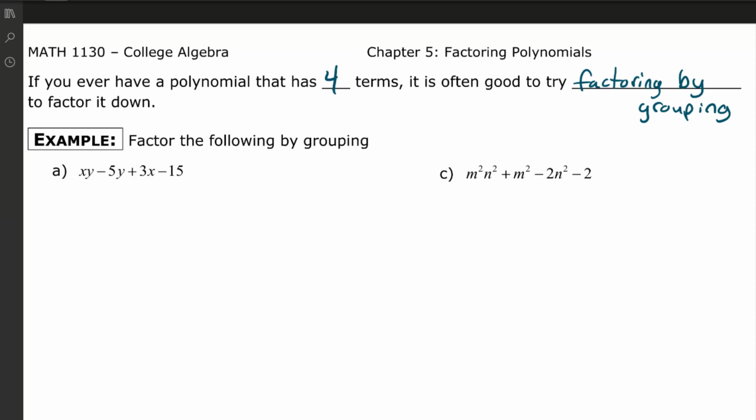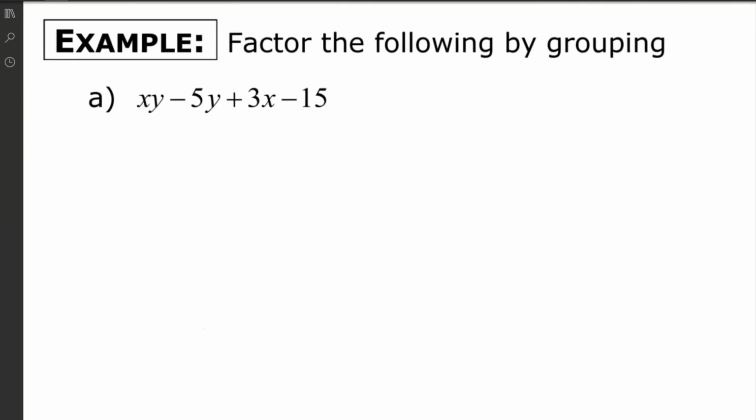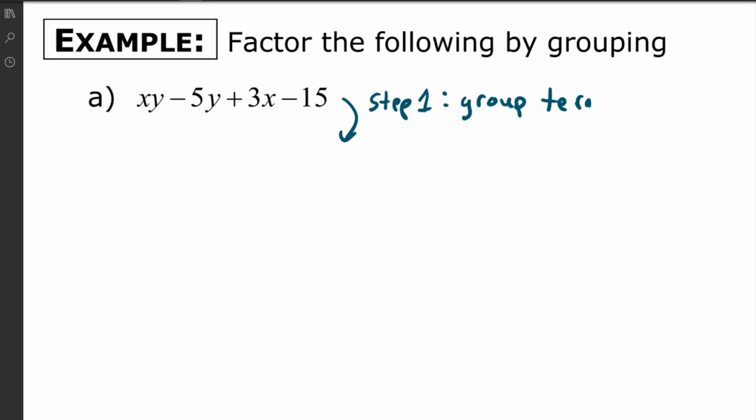So go down to part A, where it says xy minus 5y plus 3x minus 15. Step 1 is to group your terms. I'll write out the steps here. We want to group terms. So we'll do a step-by-step approach here.